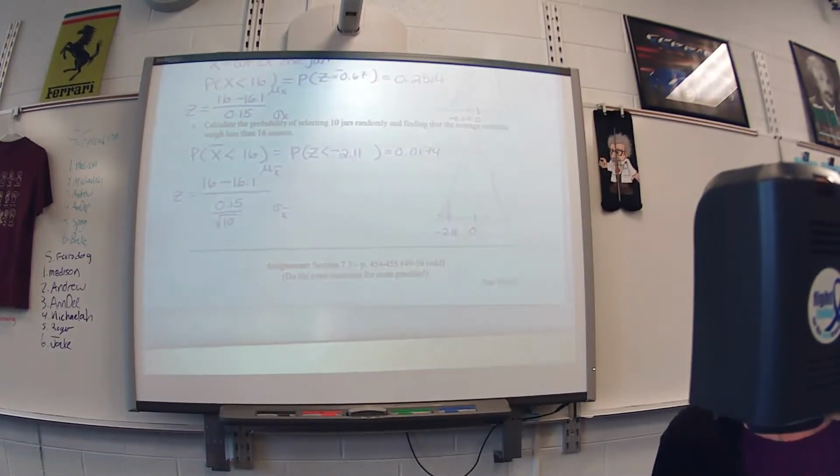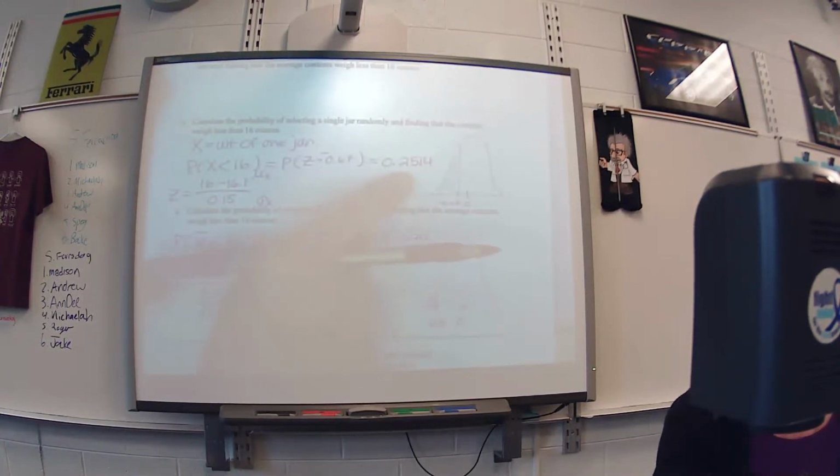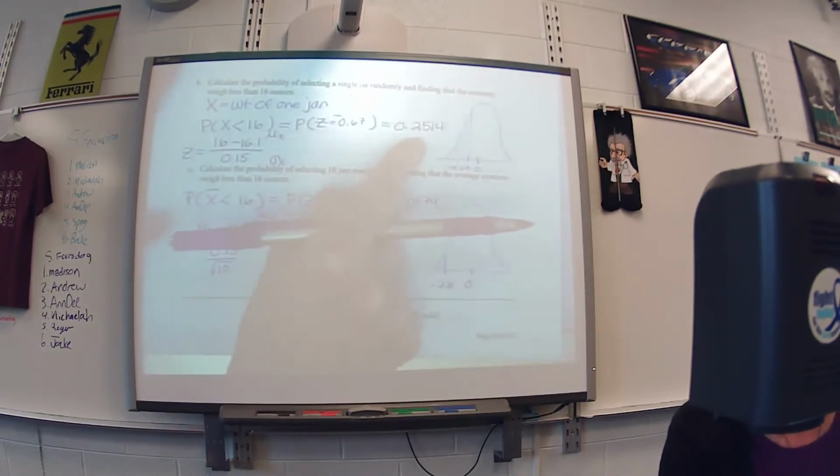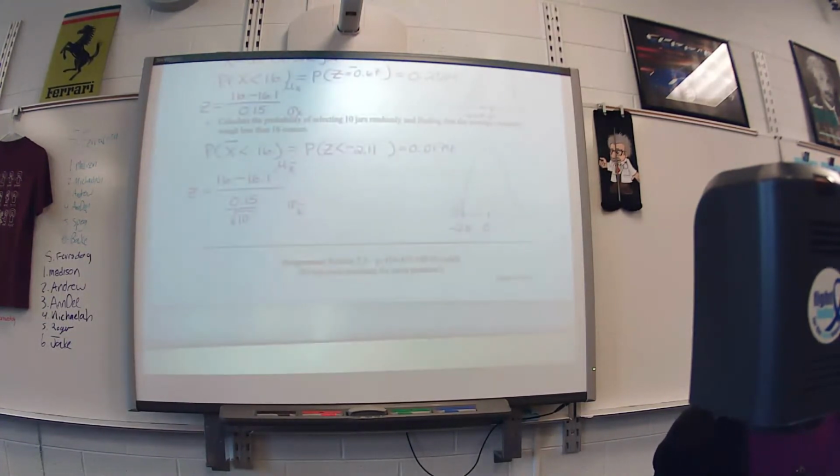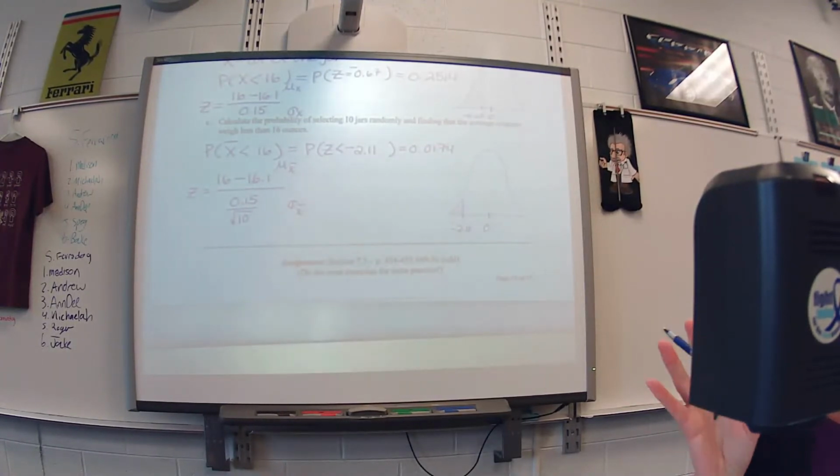So which is more likely? The first one. You have a 25% chance of getting one jar that is at 16 ounces or lower. If you sample 10 jars, you only have a little less than 2% chance.